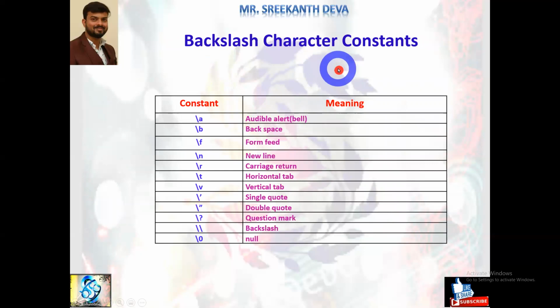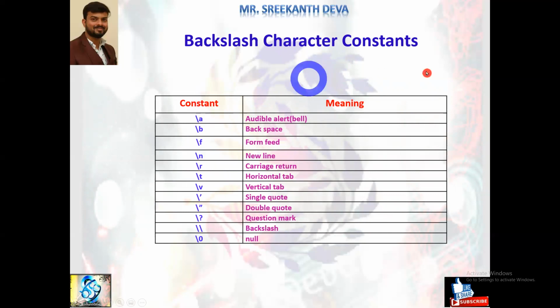Backslash character constants. C supports some special backslash character constants that are used in output functions. In the previous video session I explained several programs. There I used slash n, which represents what? New line. Slash t represents what? Horizontal tab, giving a tab space from one word to another word in the output window of the output messages.